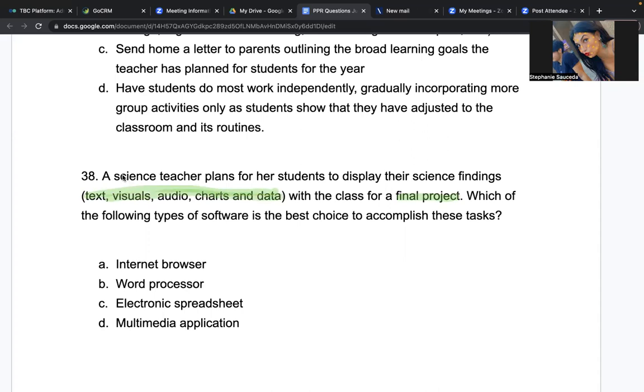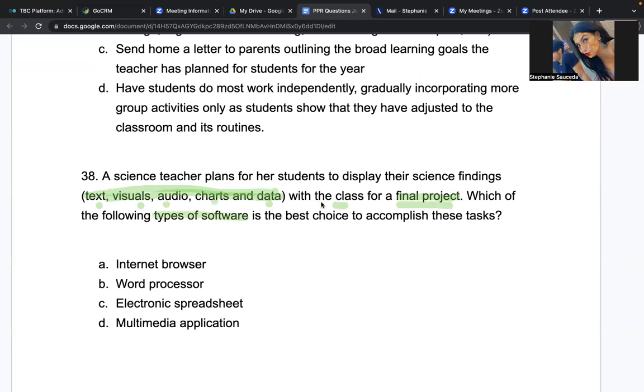But it's a science teacher. It's not necessarily important that they're teaching science. This could be a social studies teacher or English language arts and reading teacher, and their reading project, and it has to have different data, audio. But the pedagogy here is involving all different types of media. We're looking for a type of software to show the text, the visual, the audio, charts, data in the final project.